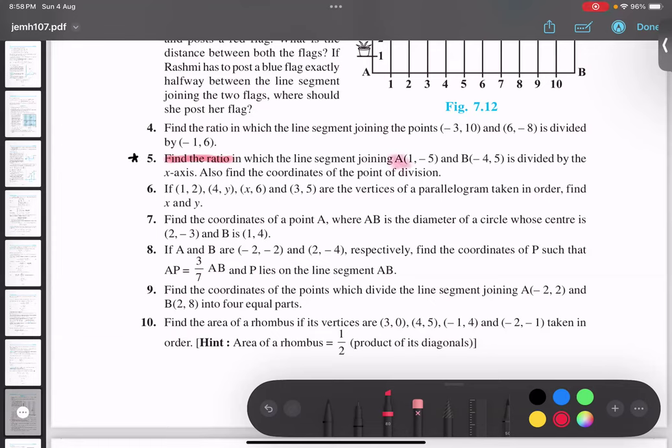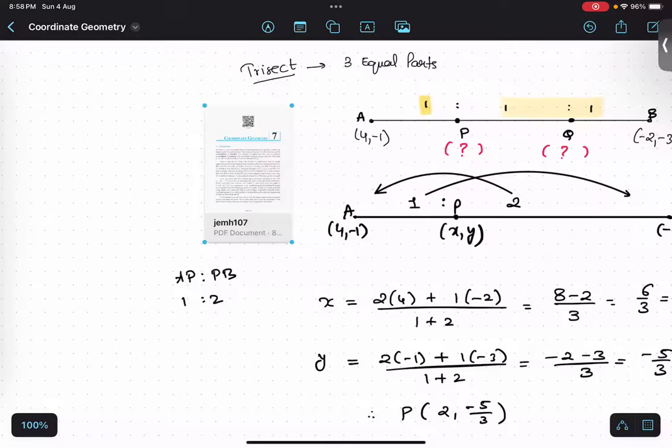So the two points are given, 1 comma minus 5 and minus 4 comma 5. Just tell me the two coordinates, okay, later on when I draw the diagram. 1 comma minus 5 and minus 4 comma 5 is divided by x-axis. What does it mean?